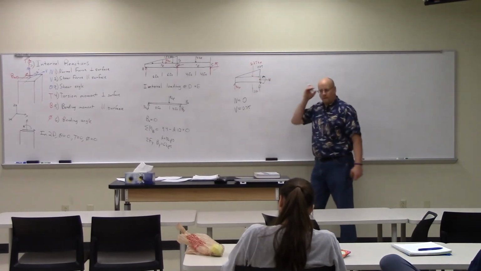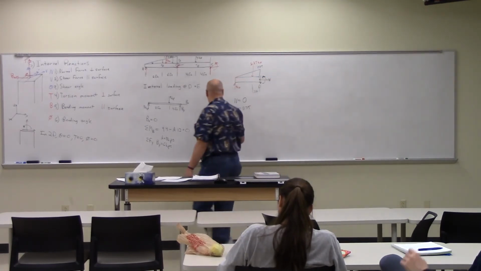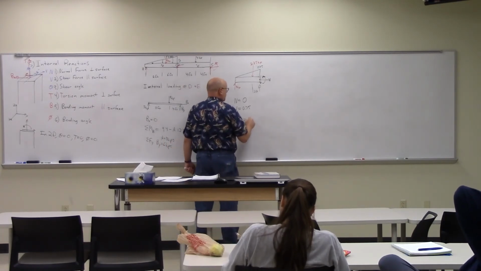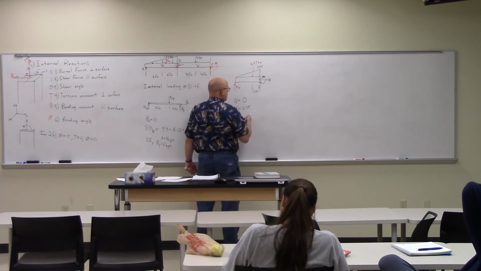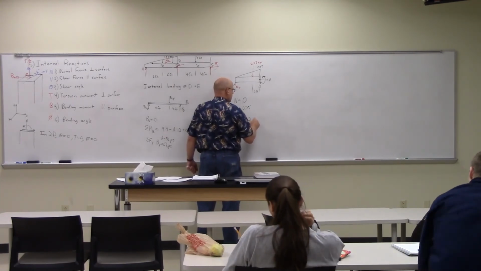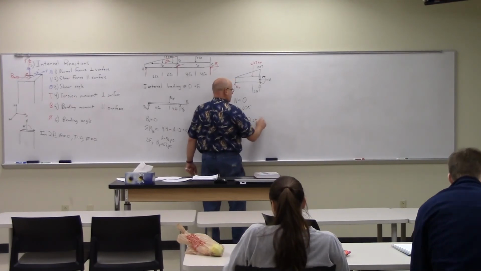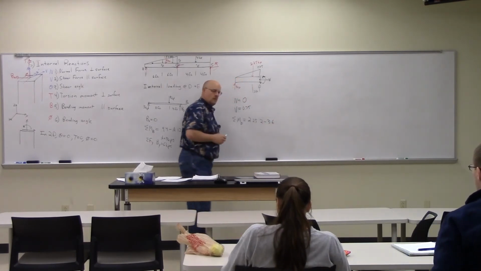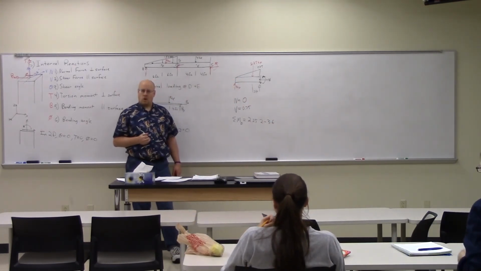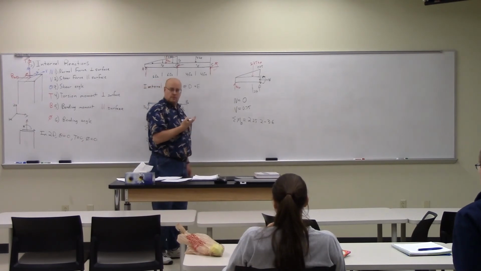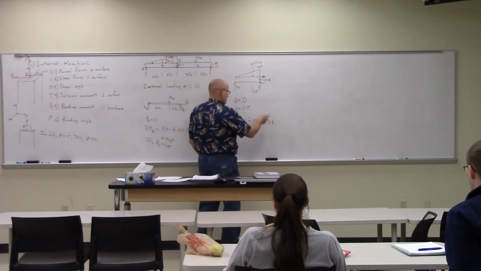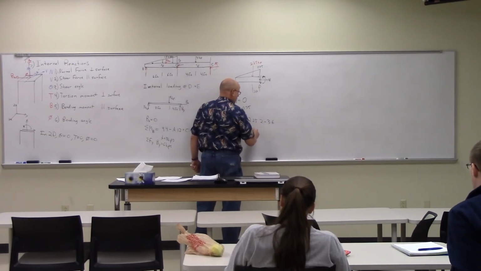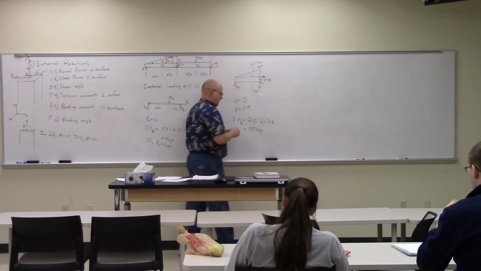And how do I find the moment? This one's the one we have to calculate. Sum of the moments about D is equal to 2.25 times 2 minus 3 times 6. So that's 4.5 minus 18, 13.5 kip feet.